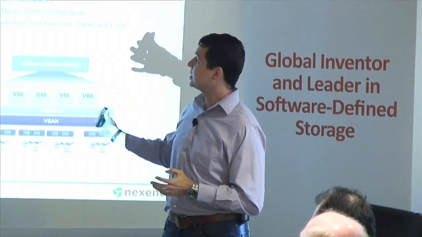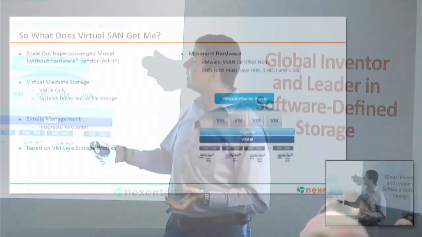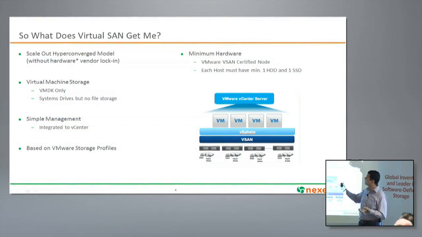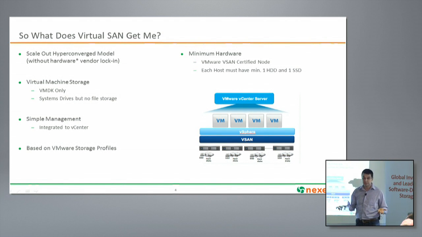So vSAN provides us, whether we like it or not, it's a new trend, a growing trend. It provides a scale-out hyperconverged model without hardware locking, but you are locked into the hypervisor. It provides storage for VMDK only. I will talk about what that means.